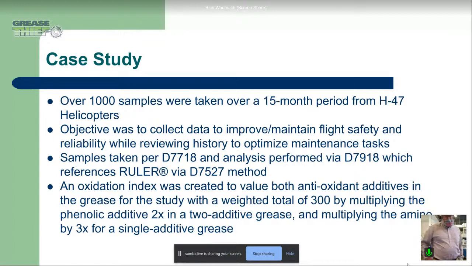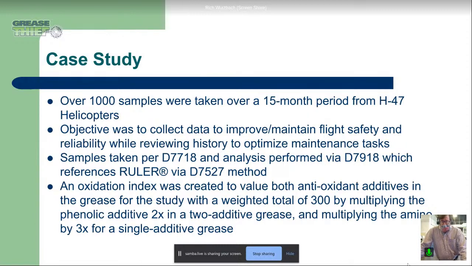it's truly optimized. We took samples per D7718. We modified existing kits slightly, created a new helicopter-specific grease sampling kit. In particular, modifications were necessary to be able to optimize the collection of the very small grease quantities present in these small drive splines, sometimes less than a gram of grease being available there. And then we set up analysis per 7918, which does reference the ruler method to the 7527, and talks about the preparation out of the die extrusion process as a thin film.